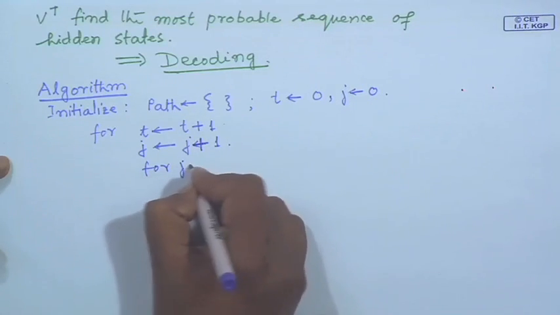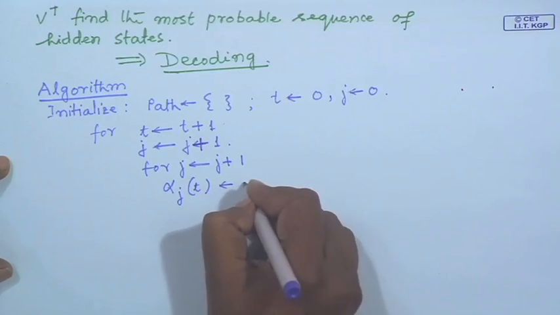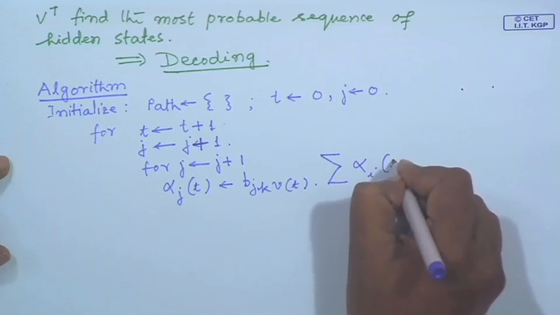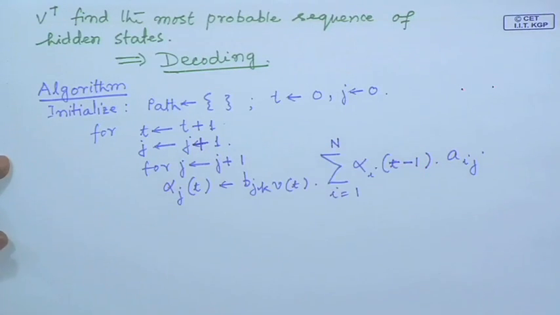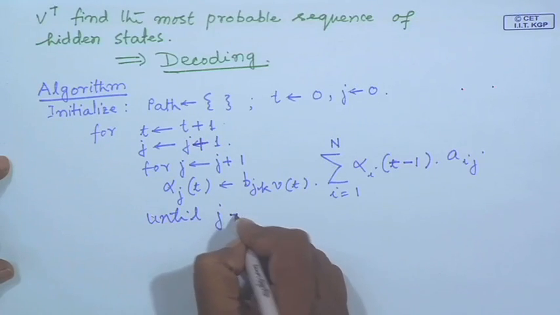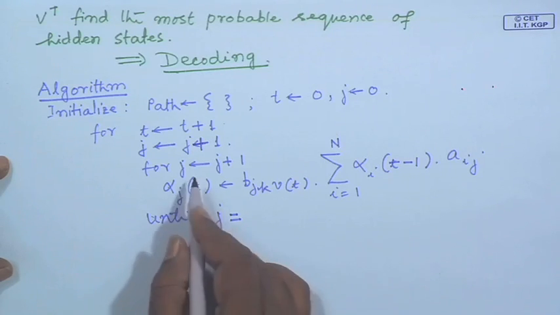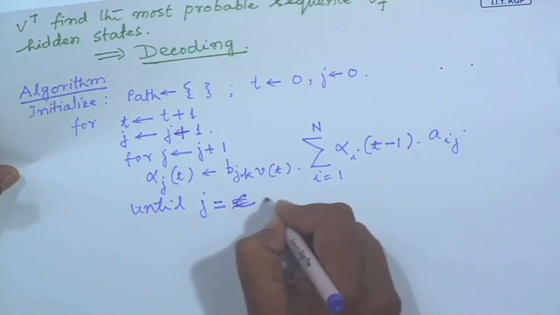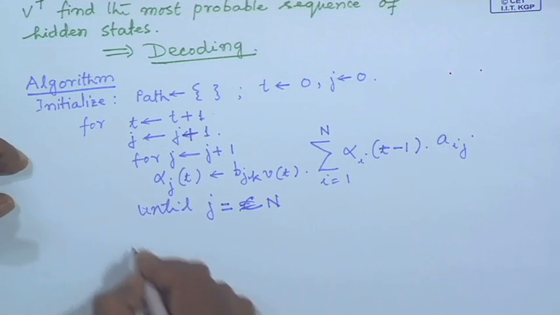Then for j going to j plus 1, I put alpha j t gets b j k v t times the sum of alpha i t minus 1 times a i j, with i going from 1 to n, where n is the total number of hidden states that I have, and this will continue until j is equal to n, where n is the number of hidden states.